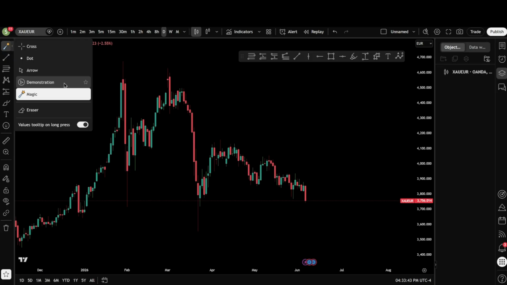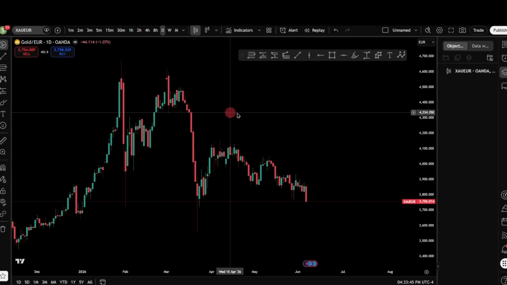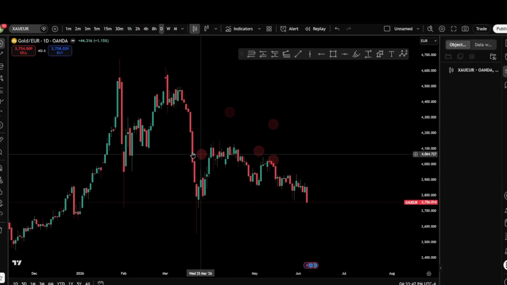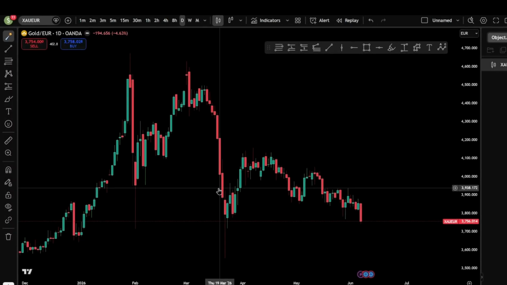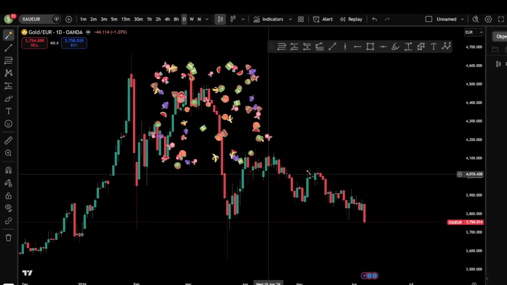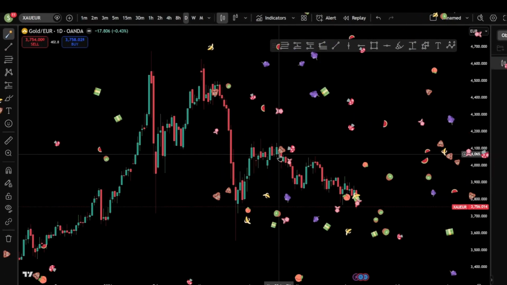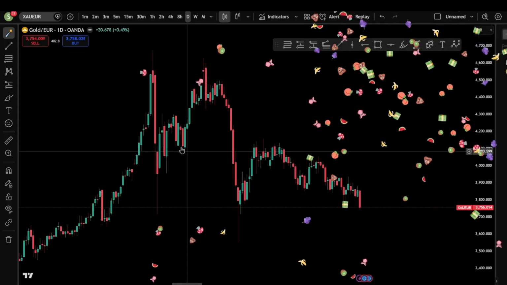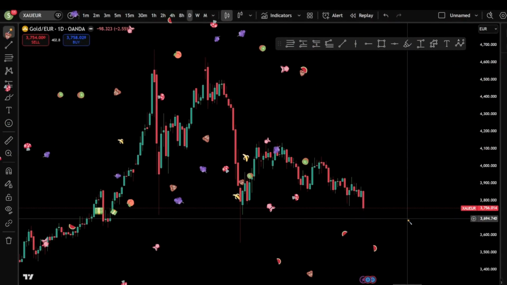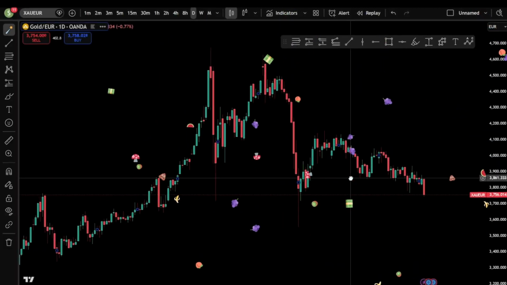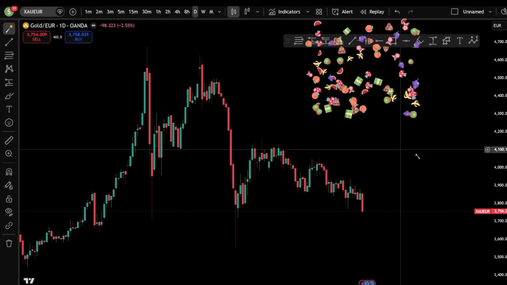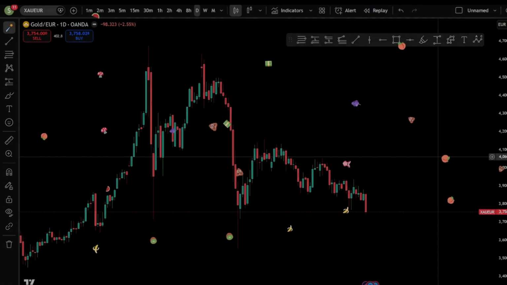But if you're presenting or teaching someone, you can use demonstration mode, so the cursor is easier for viewers to follow. Magic is a cursor style with a more noticeable effect. It's useful when you're recording a video or explaining the chart to others. But for normal chart analysis, I still recommend using cross because it gives you a more accurate price position.